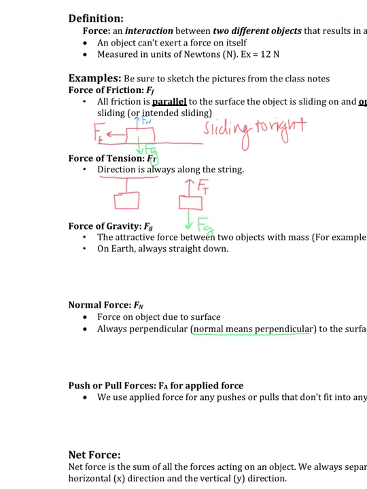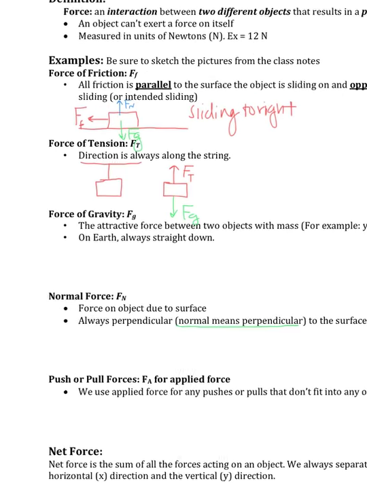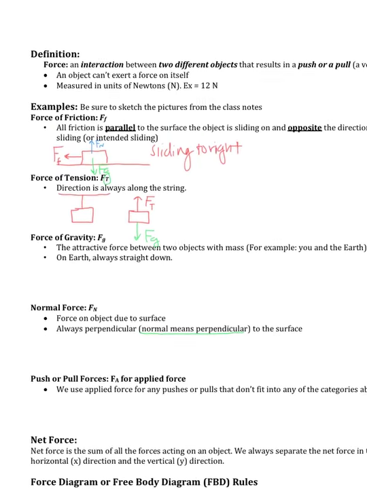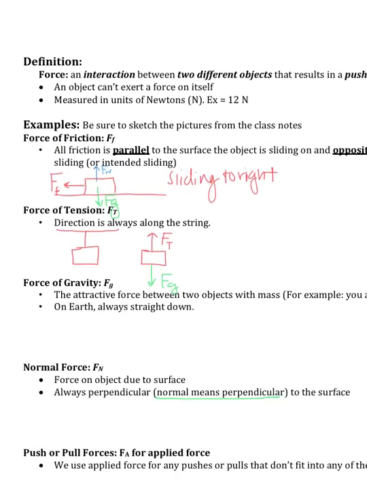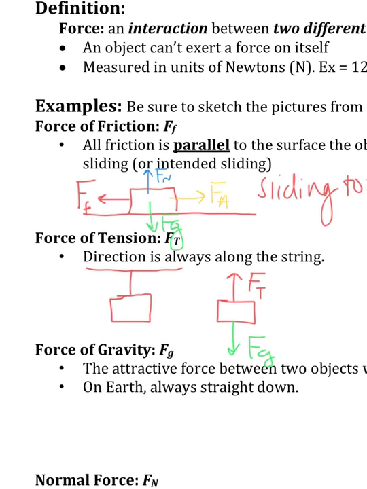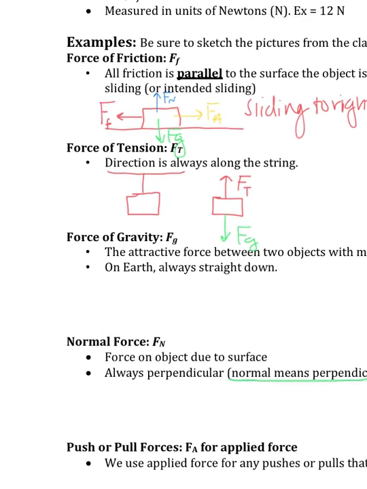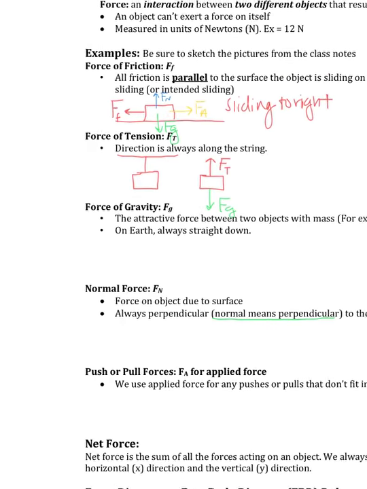And our last one that we're going to talk about is push or pull forces. We're going to call it FA, for A is for applied force. We use applied force for any pushes or pulls that don't fit into any of these categories above. So if this box up here was sliding to the right, maybe there was an applied force, someone's pushing it to the right. Okay, we could call that. I wouldn't say we have an applied force on the middle one because that's tension and gravity. We've done gravity, normal, awesome.